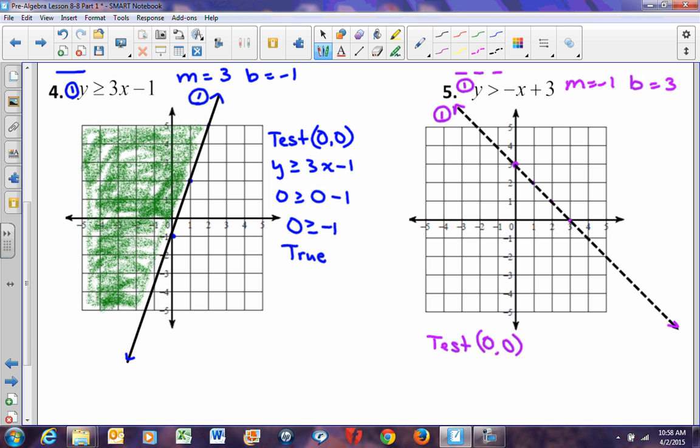So in the equation y is greater than negative x plus 3, I'm going to put in a 0 for x and a 0 for y. So I get 0 is greater than 3. That is a false statement. 0 is not greater than 3. So I am not going to shade where 0, 0 is. Do not shade where 0, 0 is.